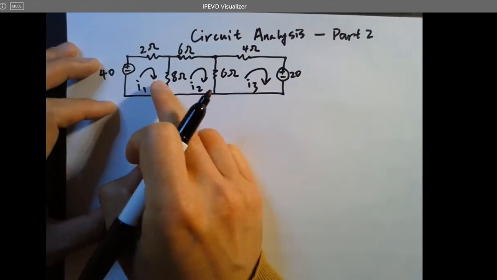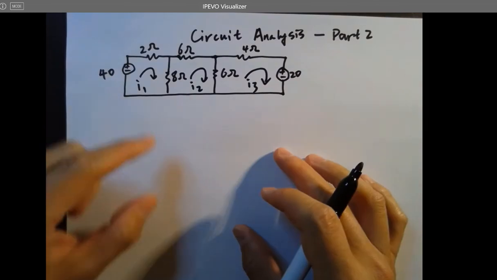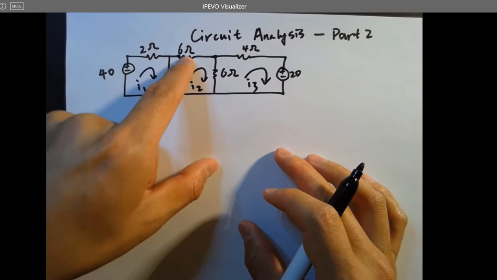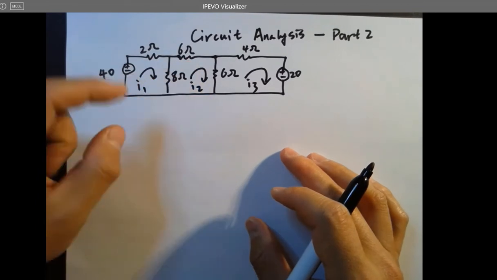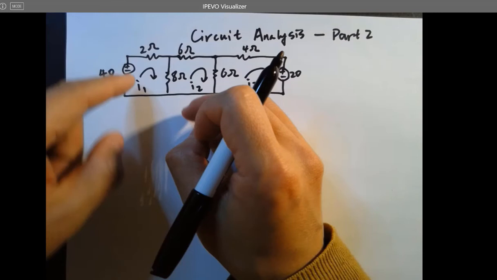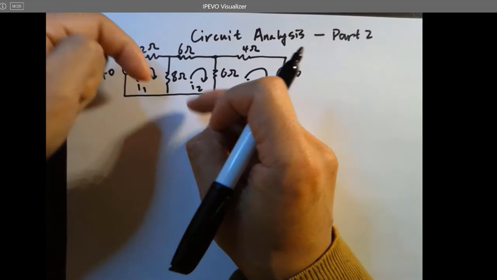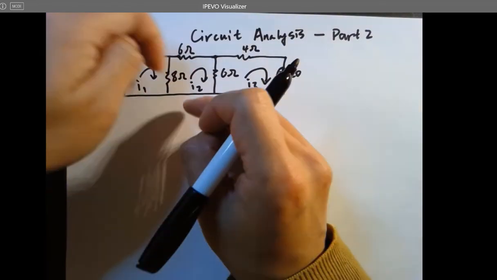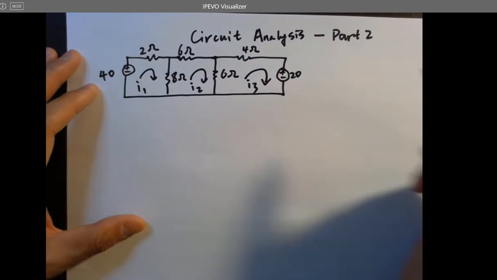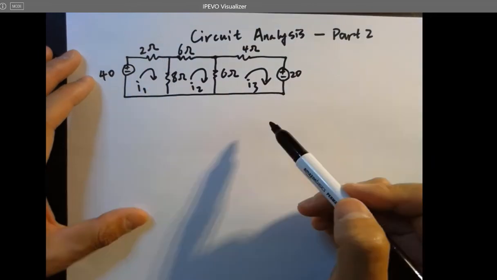Keep in mind, mesh currents are not necessarily the physical current actually flowing through all the resistors. I1 is the current flowing through this one, I2 is the current flowing through this one, definitely, no problem. But for the resistor shared between the two meshes, the current is not I1 or I2. The effective current flowing through this resistor, looking from top to bottom, is going to be I1 minus I2. Keep in mind, the mesh current method is so convenient, but they are not really physical currents flowing through every single component.